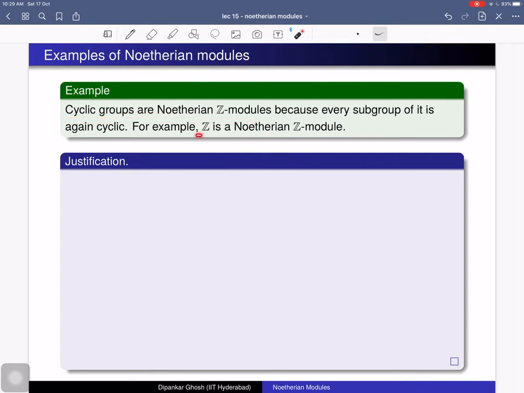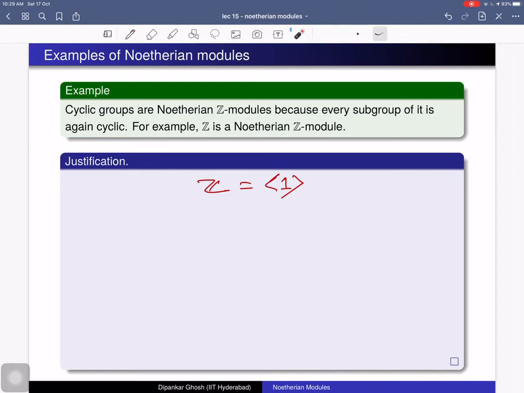So what about Z as a Z module? It is also cyclic. Z is generated by 1. It is an additive cyclic abelian group. So it is a Z module, and it is Noetherian. Or you can directly verify this.